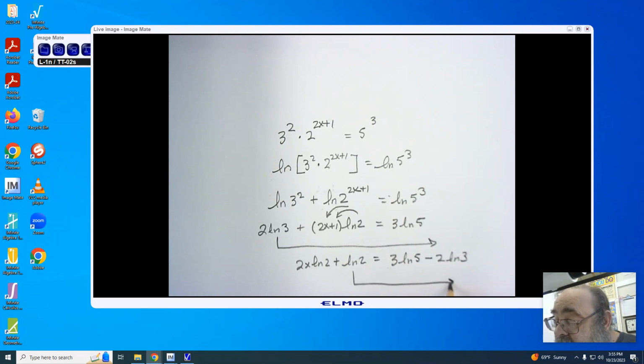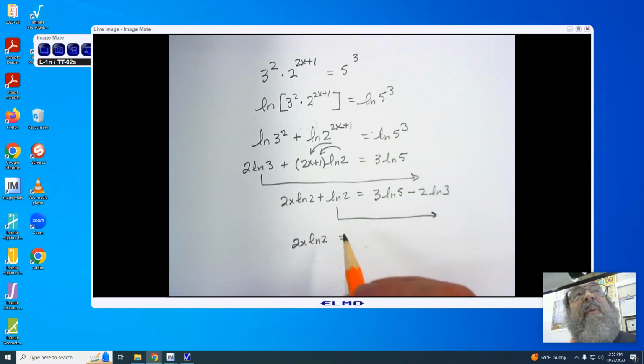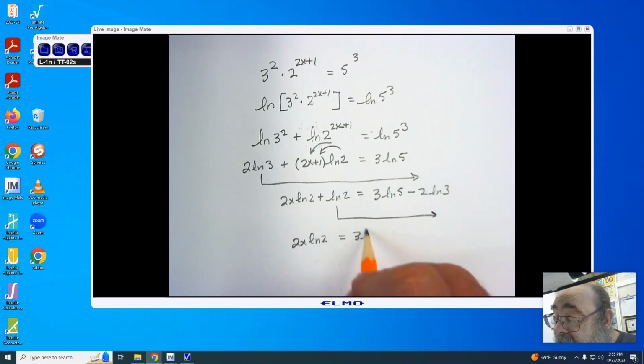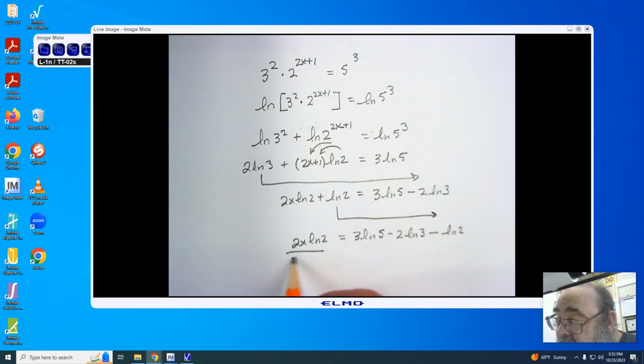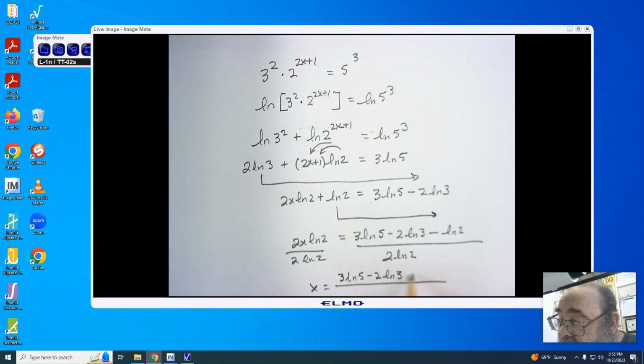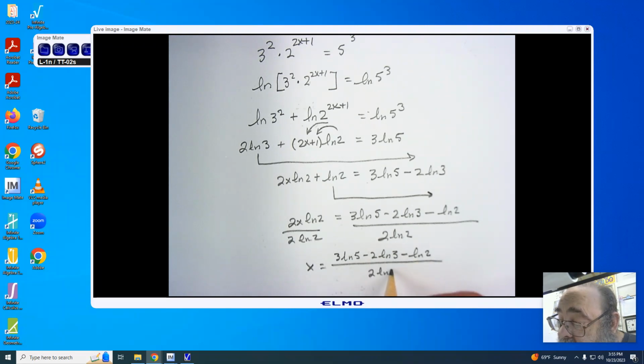Moving the natural log of 2 over, 2x natural log of 2 is then equal to, and I have 3 natural log of 5 minus 2 natural log of 3 minus natural log of 2, and I divide by 2 natural log of 2. X is therefore equal to 3 natural log of 5 minus 2 natural log of 3 minus the natural log of 2, divided by 2 natural log of 2. And this is my solution.